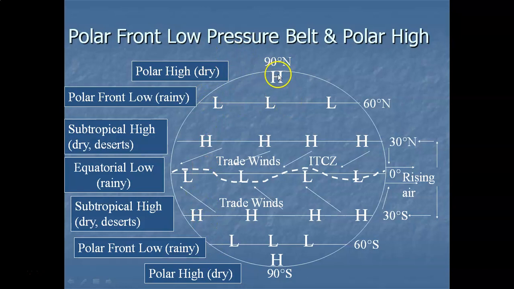And then our final belt, well, it's not really a belt. It's a center of high at the poles, and it's called the polar high. Now, with high pressure, the air is always sinking, and so you wind up with clear conditions. So it's really quite dry at the poles. And so we've got the polar high. And so we've got alternating pressure belts in increments of 30 degrees. Low, high, low, high. All right.